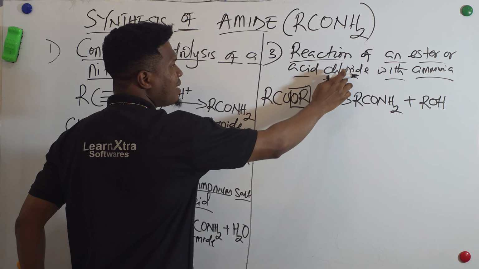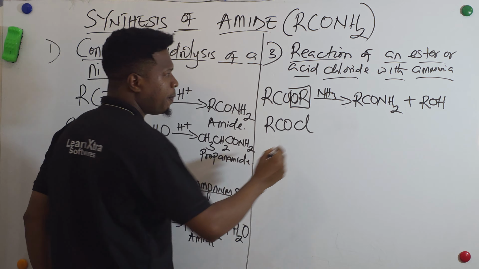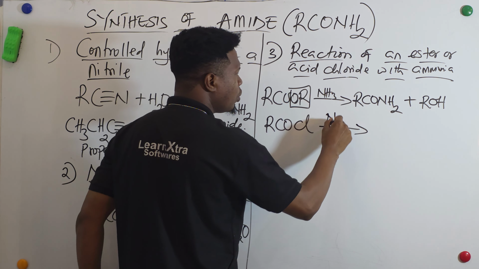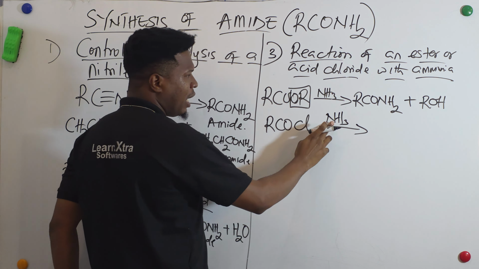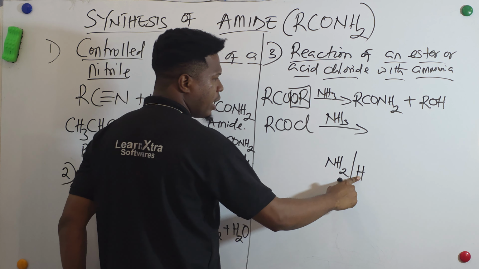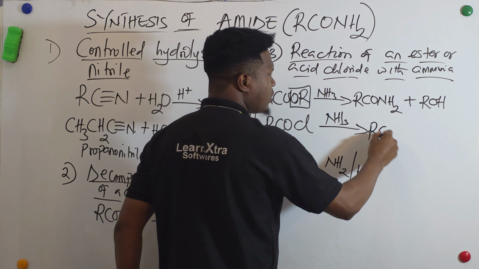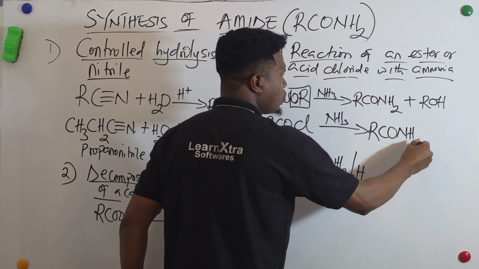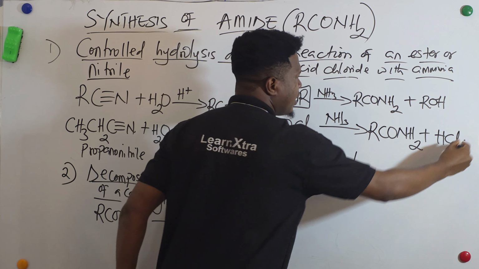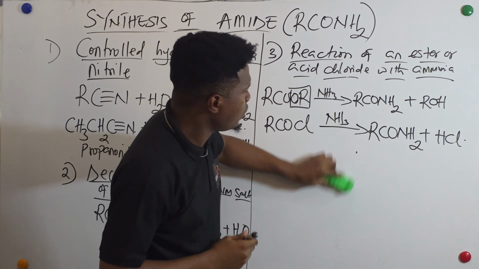So with an acid chloride, I have RCOCl. Acid chloride, the same thing, goes with ammonia. So the ammonia will also split again. I have NH2, I have H. So H and Cl go together. Amine will go with this. So I have RCONH2 plus HCl. Okay?